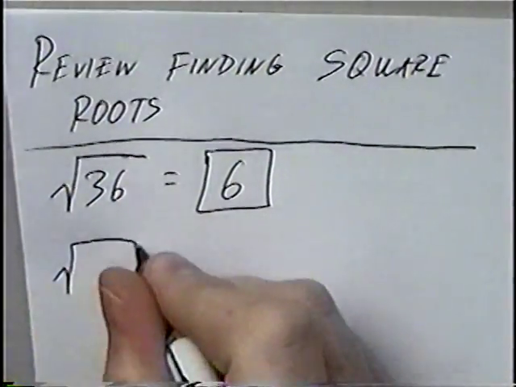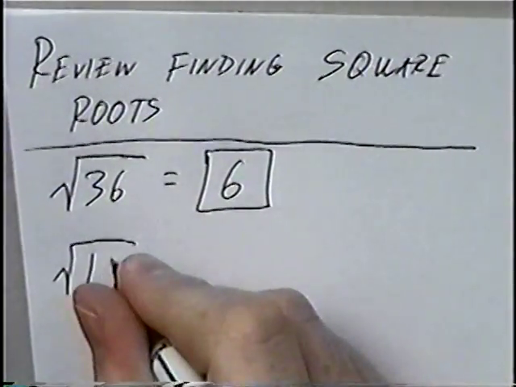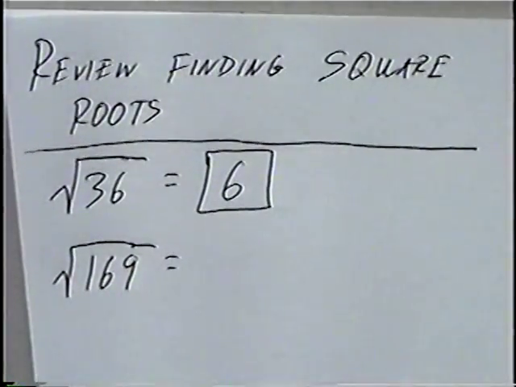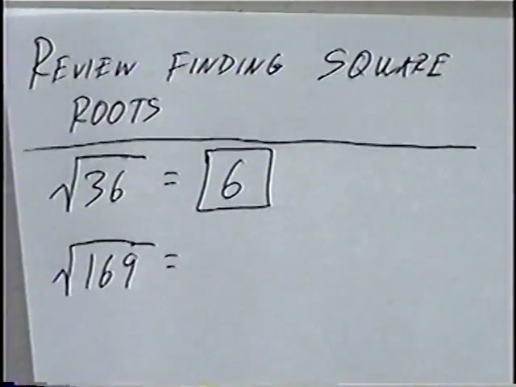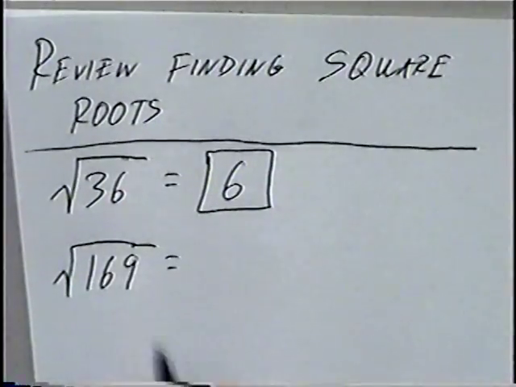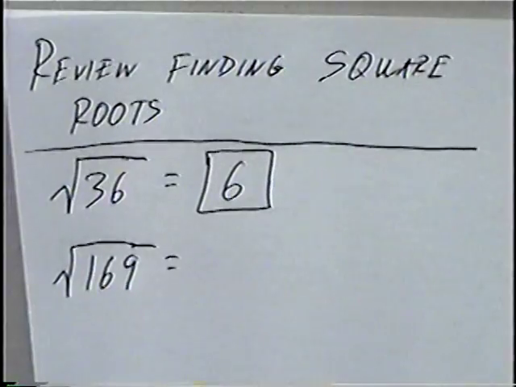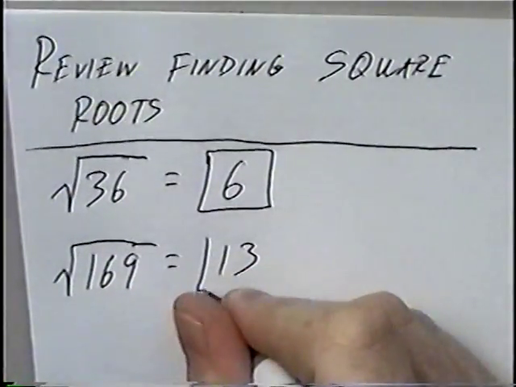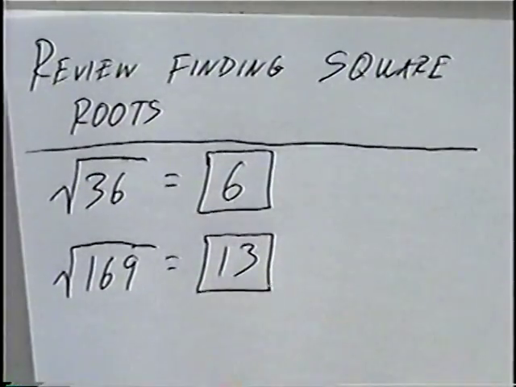Second question is square root 169. 169 is also a perfect square, meaning a number times itself is 169, and that number would be 13. 13 times 13 is 169.